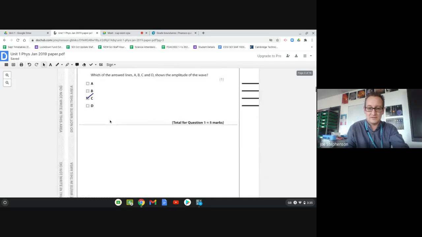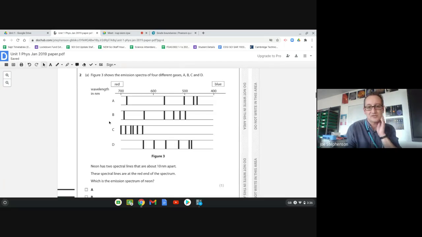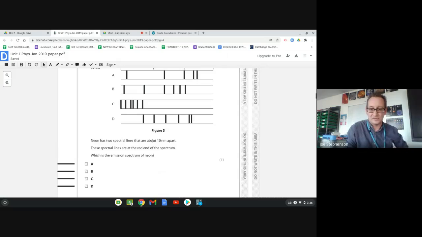Okay, that's good. Now this second question goes into emission spectra. We did a bit of work on this in revision, but this really pulls on that. And now it's got 4 different gases, so you've got A, B, C, and D. And it tells you that neon has 2 spectral lines that are about 10 nanometers apart. So what this tells you is they're really close together.